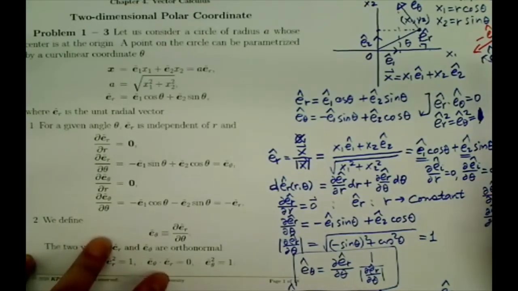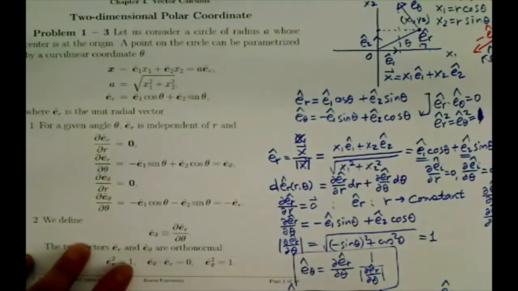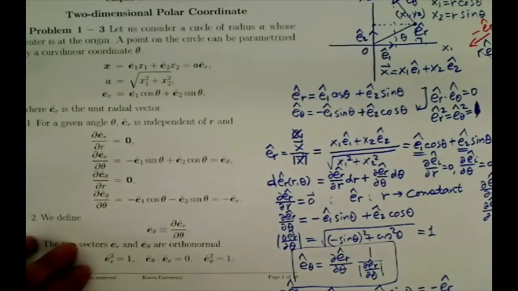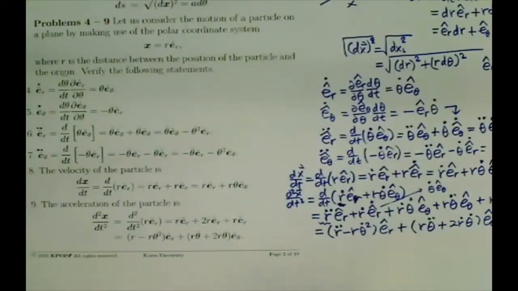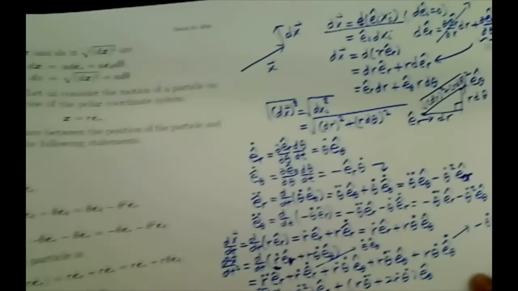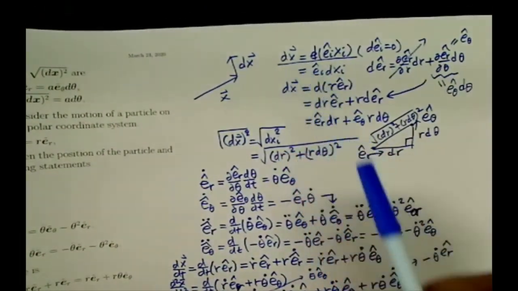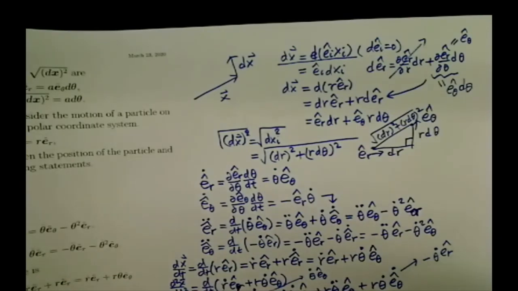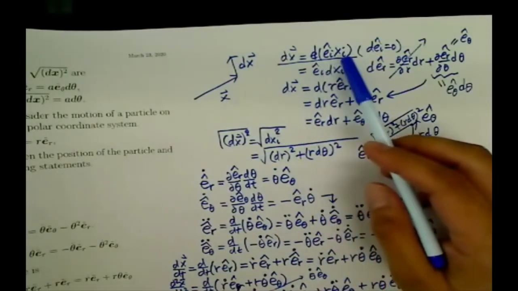And unit vectors are always obtained by taking the partial derivative with respect to the coordinates, and the magnitudes of those vectors are the scale factors. In any case, the total differential of a displacement vector involves the direction and magnitude.